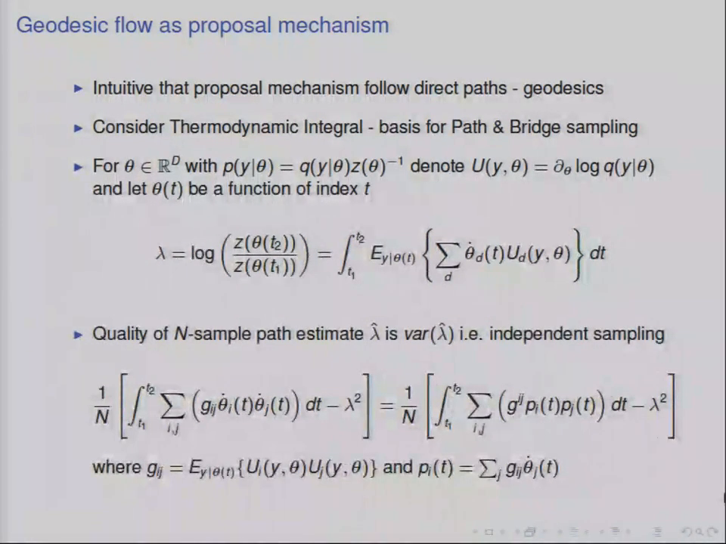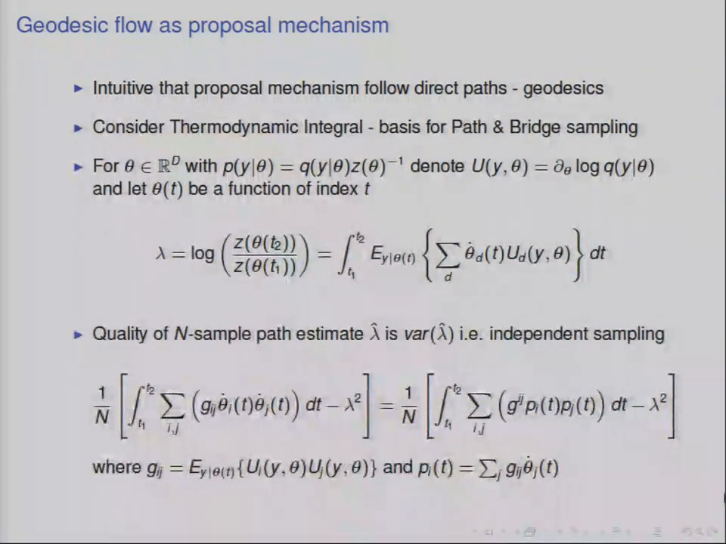Then it turns out that the Monte Carlo error for this here, I'm not going to ask you to derive it, but it's fairly straightforward, is just equal to this term here. This is the square of the actual log ratio of the normalizing constants, and then this is the expectation of the estimate.